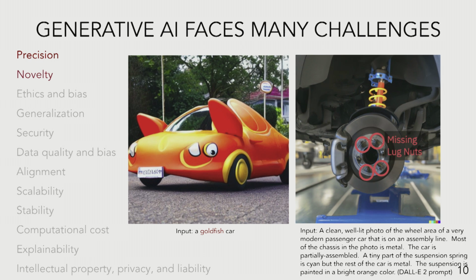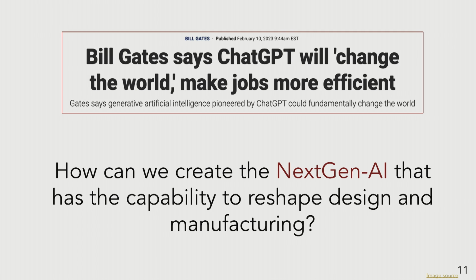But when we think about engineering, there are a lot of issues that generative AI faces. I'll not go through all the issues. I'll talk a bit about issues around precision, where you are trying to create things that have to satisfy some constraints and performance requirements. I'll also talk a bit about novelty. There are a ton of examples where things look very nice, but they won't work. This is a key challenge that we think about. Specifically, we are very interested in how we can create the next generation of AI, which has the capability of impacting design and manufacturing.